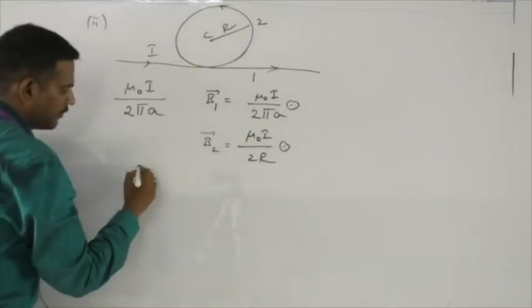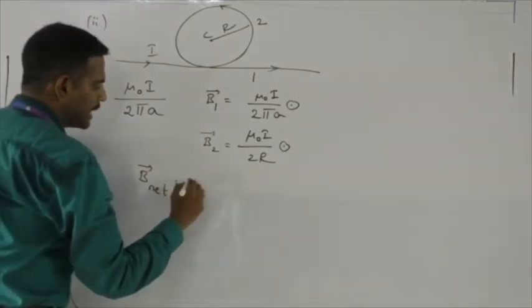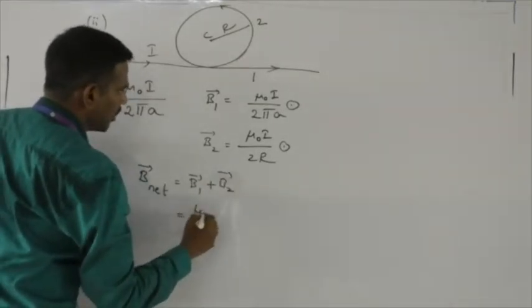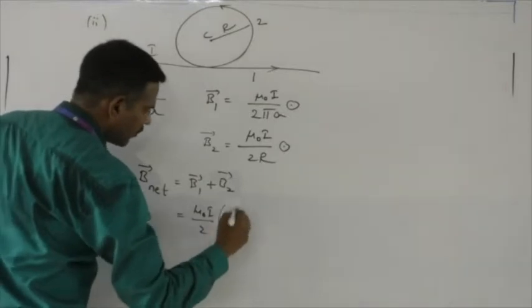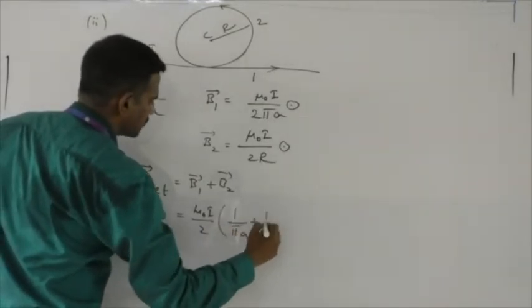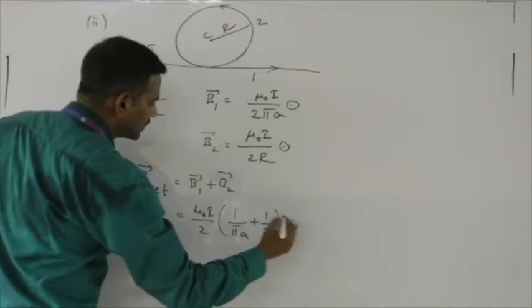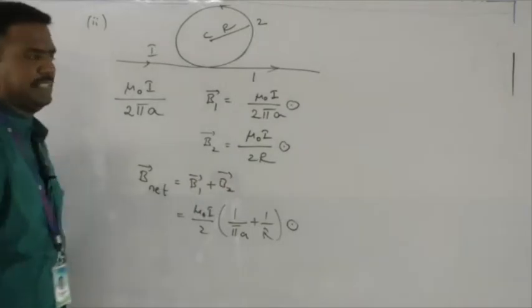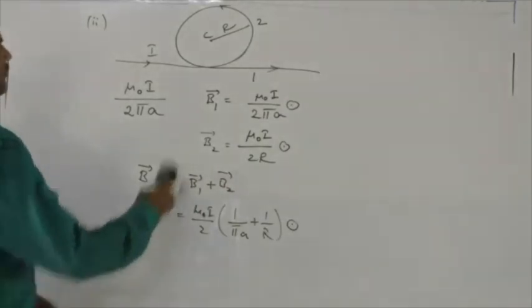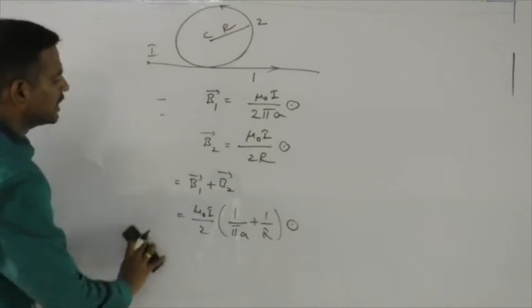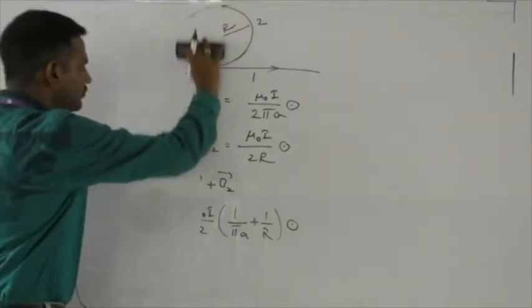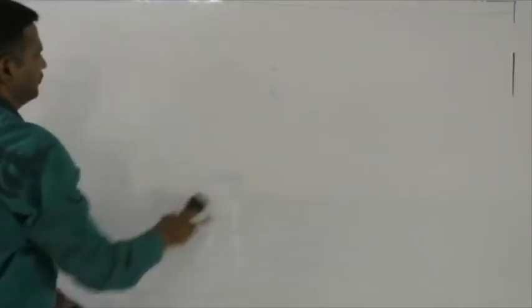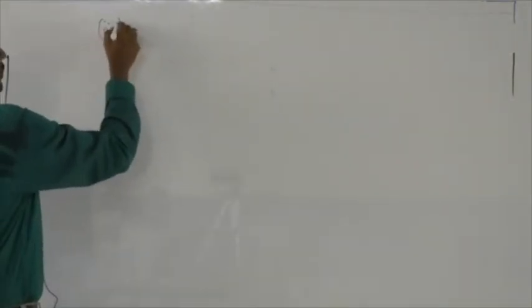Therefore, what is the net magnetic field? The net magnetic field is given by B1 bar plus B2 bar, which gives the result mu naught I divided by 2 times of 1 by pi a plus 1 by r, and totally out. This is the direction and magnitude of the resultant magnetic field intensity. And this is how this problem will work out. And let us see the third illustration. Let us see what that is.